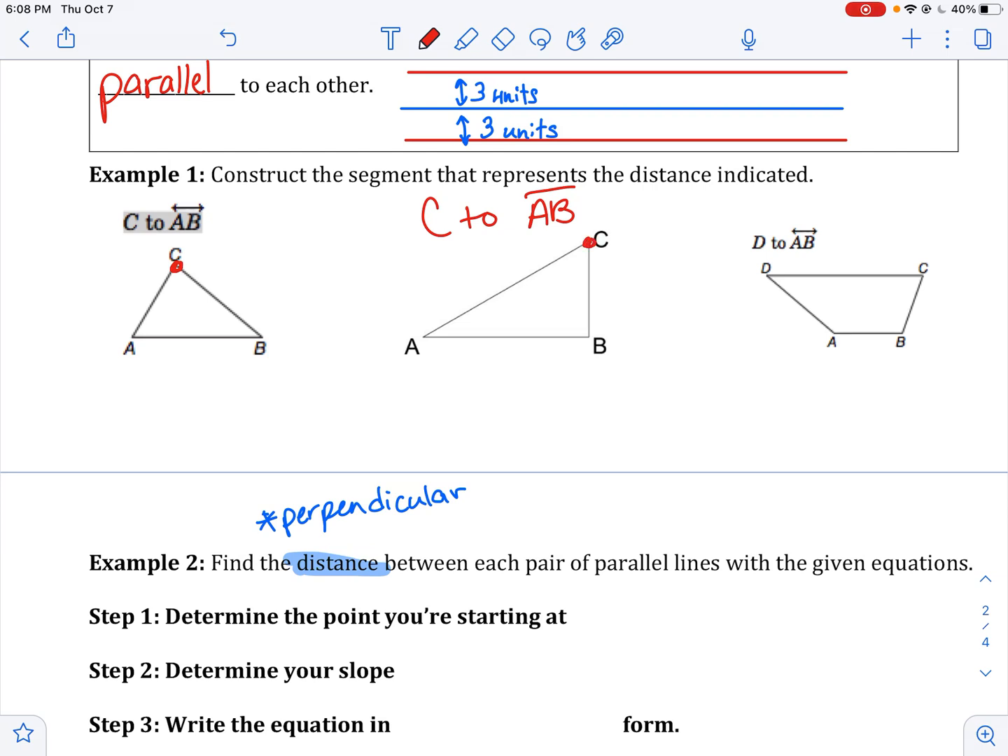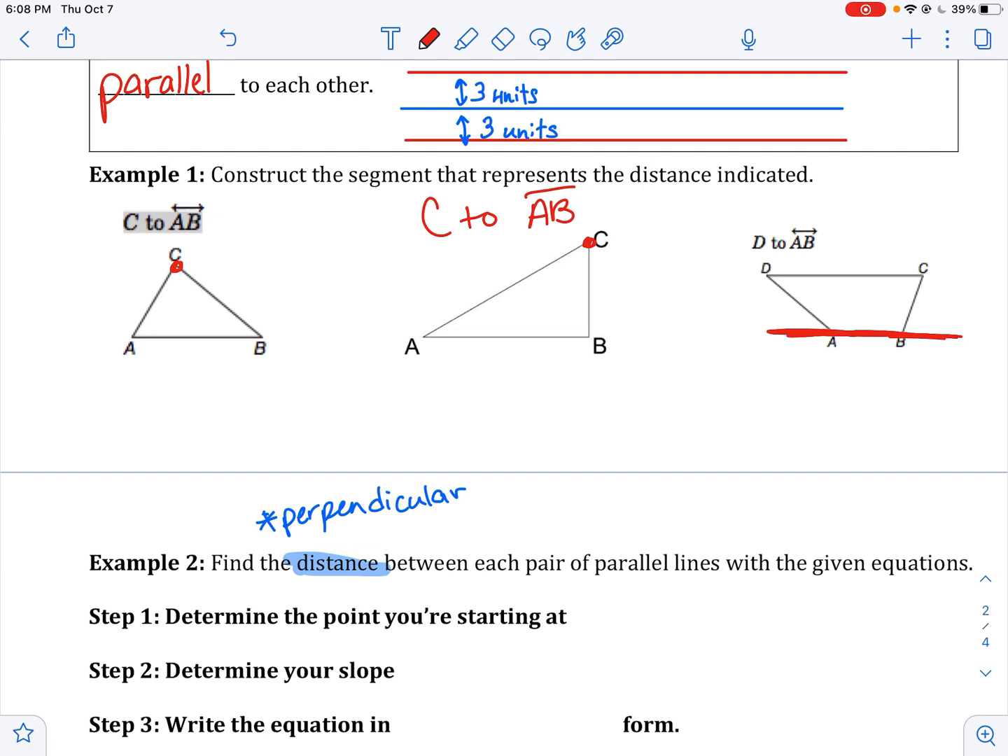From C to AB, where would be the perpendicular line from C, perpendicular at a right angle to AB? And on this one, I'll give you a hint. You've got to extend your lines a little bit. What would be the perpendicular distance from D to AB? I'll give you a few minutes to try this one on your own. You can always pause the video and then unpause to check your work.